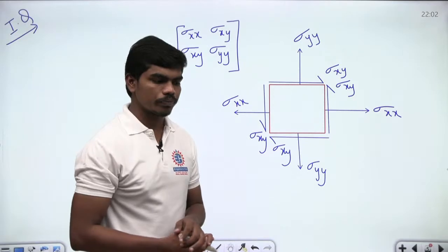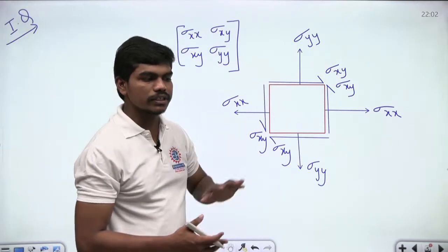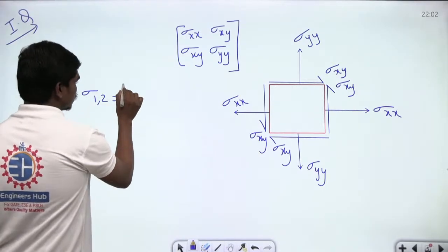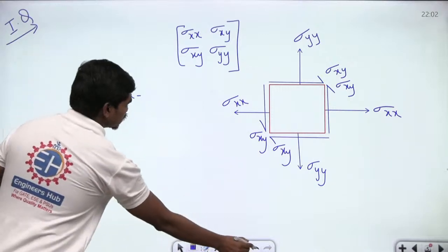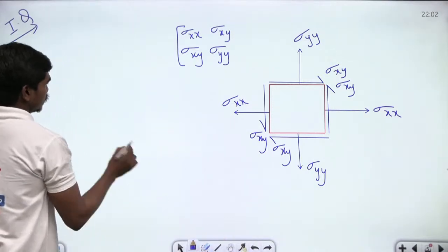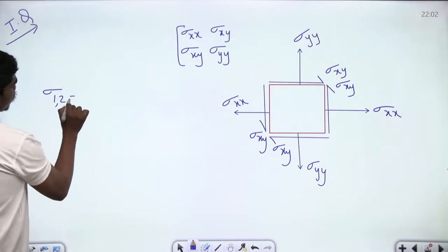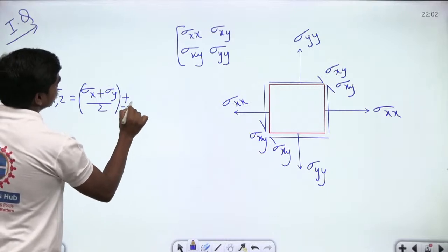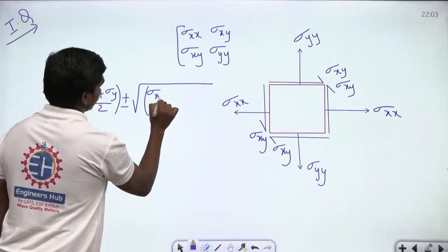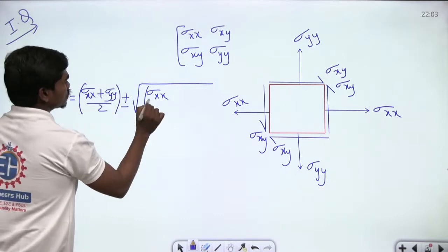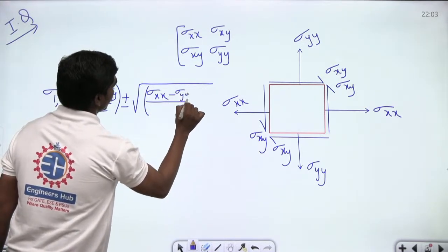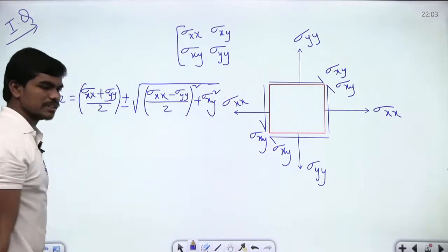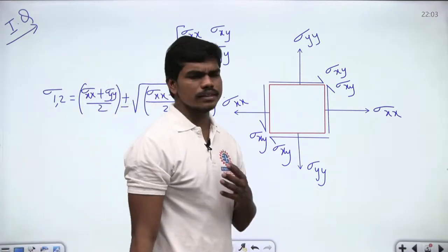Okay, no issue. So what will be the radius of this? Let us suppose you are calculating the principal stresses, sigma 1, 2. Space won't be sufficient here, so let us write here. The principal stresses are sigma x plus sigma y by 2 plus or minus square root of sigma xx minus sigma yy by 2 whole square plus sigma xy whole square, correct? These are the principal stresses.